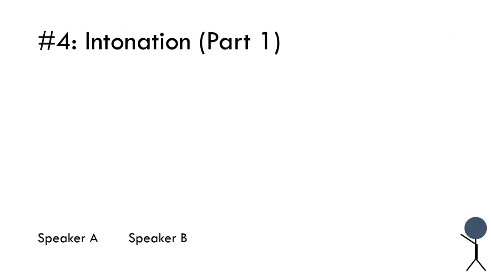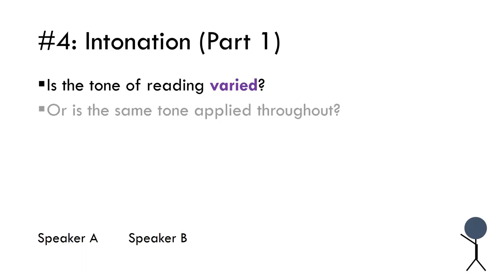So what exactly are we looking out for in intonation? There are two key areas of intonation I want to bring to your attention. The first area has to do with whether you vary your tone of reading. Is it monotonous or is it varied? Varied comes from the word vary. Vary means make it different. Is it the same or is it different? I know the word different is very broad, but I'm going to give you some examples. Or is the same tone applied throughout?